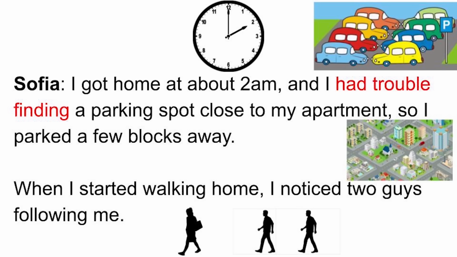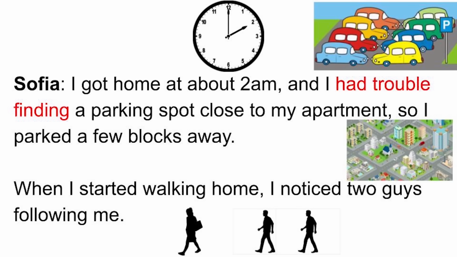I got home at about 2 a.m. The T in about is a stop T, but it links to the T in to. About 2 a.m. I got home at about 2 a.m. Very good. And I had trouble finding a parking spot close to my apartment. I had trouble. The D in had is before the T, so it's a stop D. Had trouble.